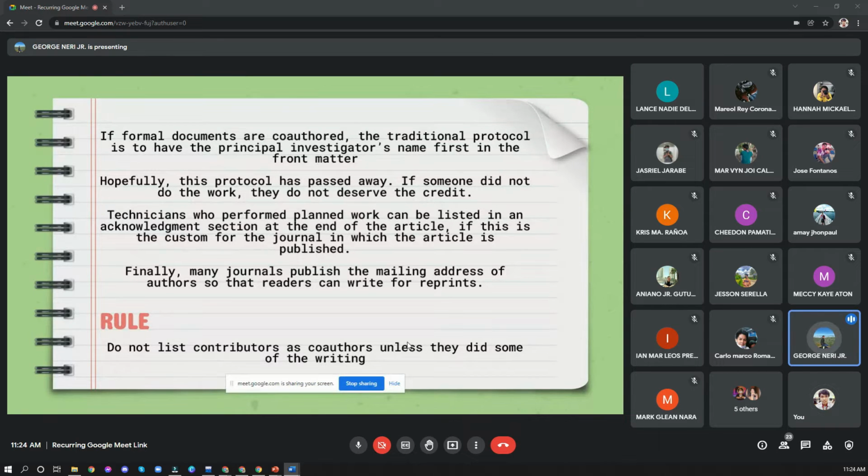Finally, many journals publish the mailing address of authors so that readers can write for reference. So the rule: do not list contributors or co-authors unless they did some of the writing.